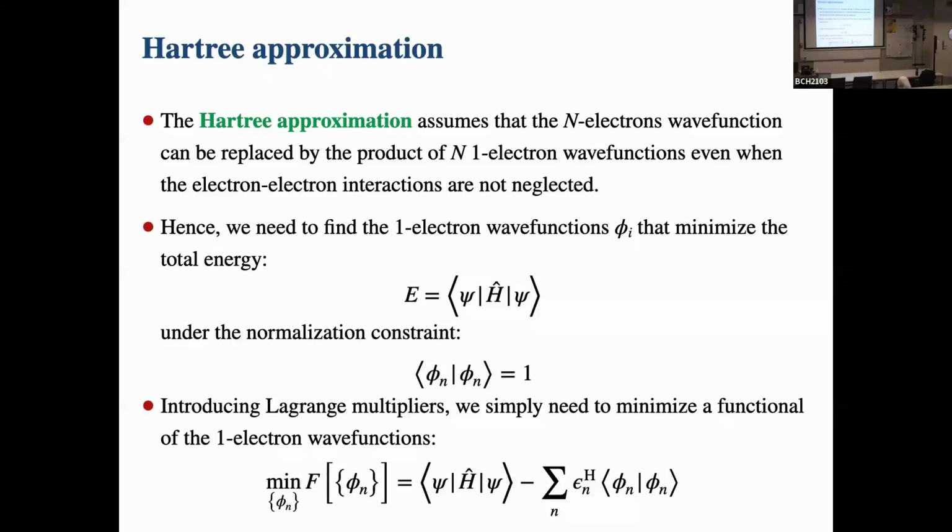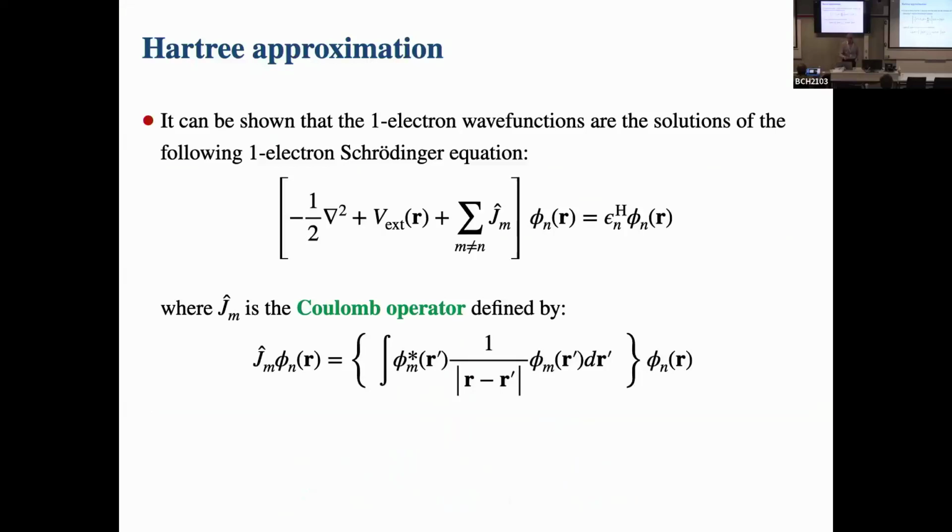If you do that and you enter that form of wave function in this equation, and you want to minimize it under the constraint that these one-electron wave functions are orthonormal, you just need to minimize this functional of the wave functions, where we have the energy, and then we've introduced some Lagrange multipliers for the constraint on the one-electron wave functions. If you do that, you end up with a Schrödinger equation, a one-body Schrödinger equation, as we were looking for. So that's a simple way to get to that.